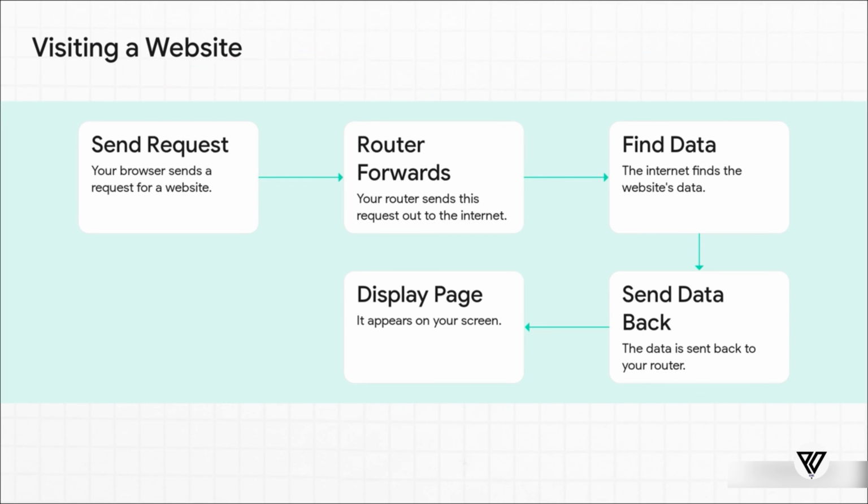Let's just quickly trace what happens when you visit a website. You type an address in your browser that sends out a request. Your router acts like a local post office and sends that request out onto the internet. The internet finds the right server, which is just another computer holding the website's files, and it sends all that data back to you. And this all happens in what, the blink of an eye? It's incredible when you think about it.